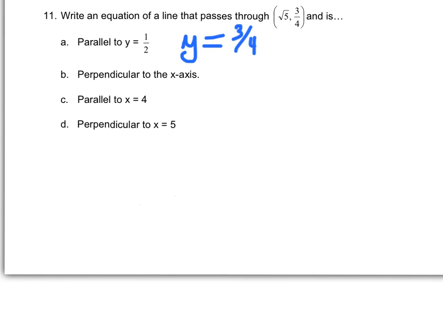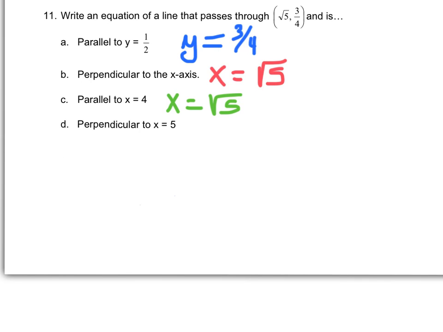In question B, perpendicular to the x-axis means it will look like the y-axis, which means it's going to cut through the x-axis. So I'm going to say it's going to cut through the x-axis at the x-coordinate I was given, radical 5. In question C, parallel to x equals 4 means it's going to start off just like I did in letter A: x equals the x-coordinate. So the answer turns out to be the same as it was in B.